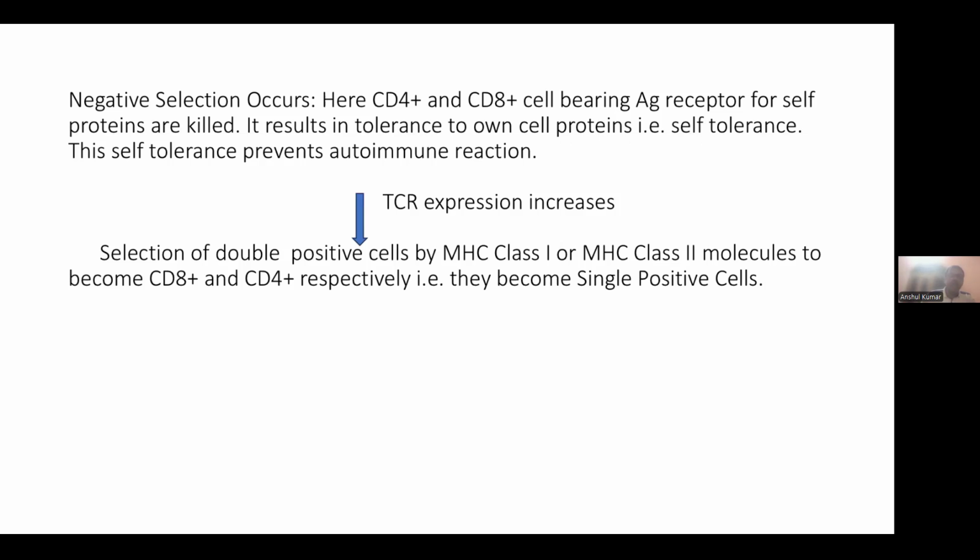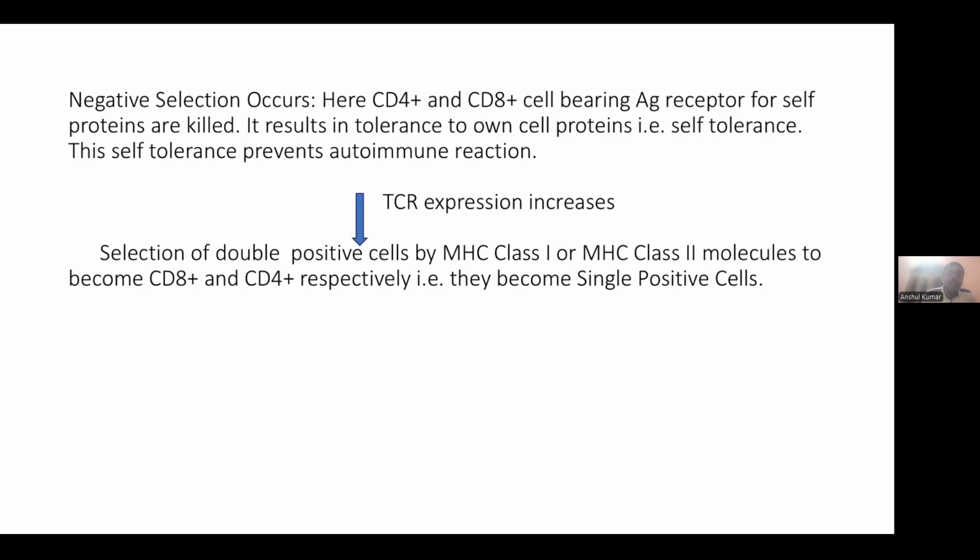Double positive means that they have both the receptors. CD4 plus is there, CD8 plus is there, and T cell receptors are there. After that, there is positive selection. Positive selection involves the survival of cells with T cell receptors that react with self MHC proteins. Here, remember that it is the self MHC proteins, that is MHC class 1 and MHC class 2.